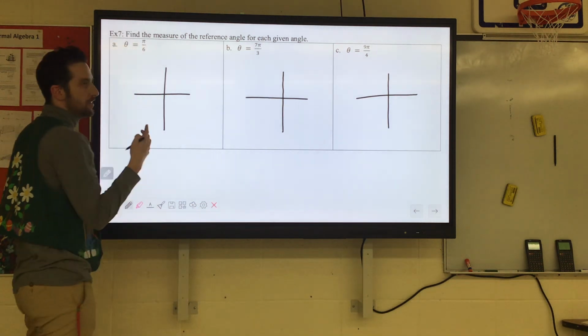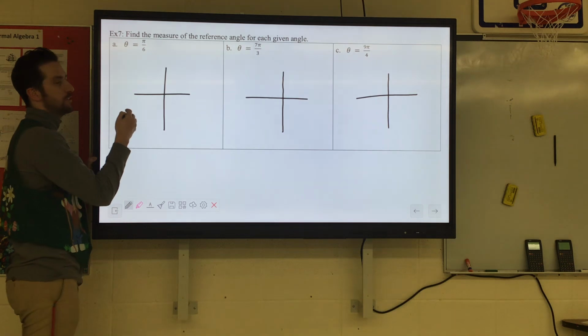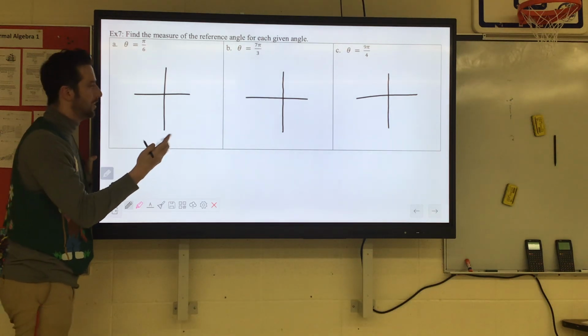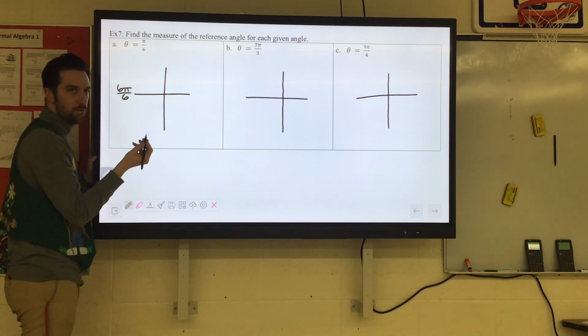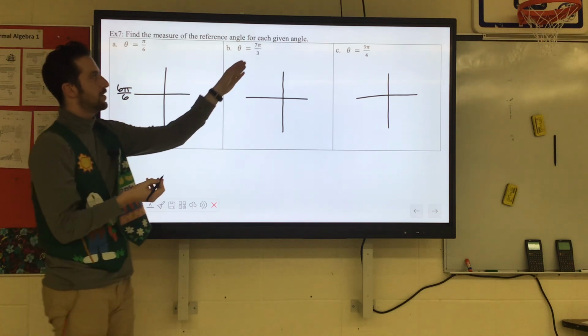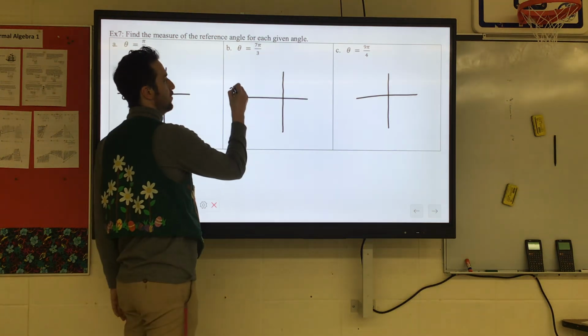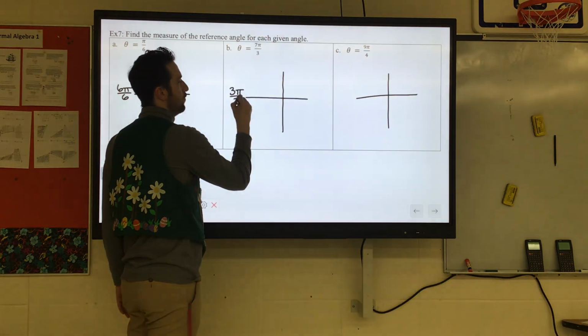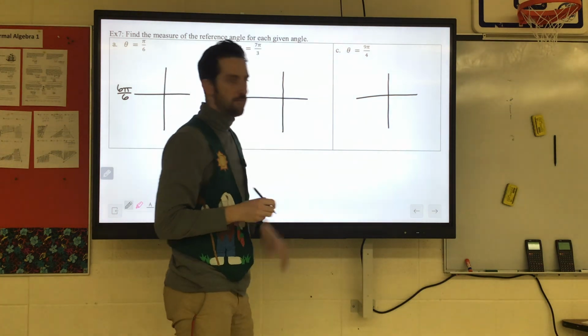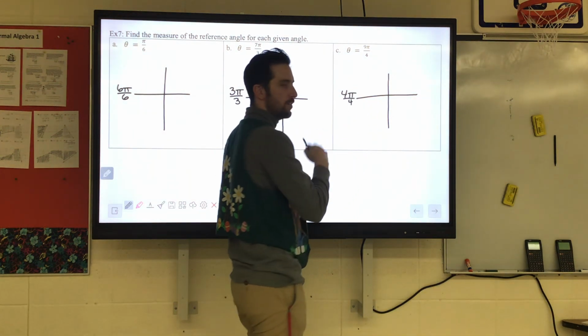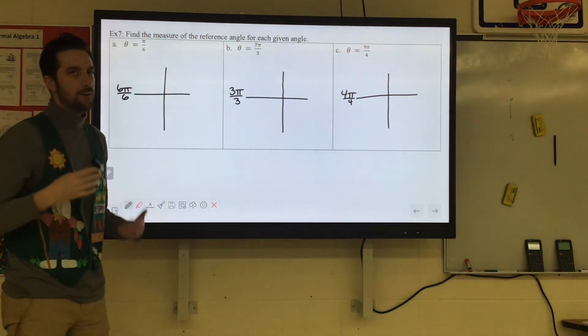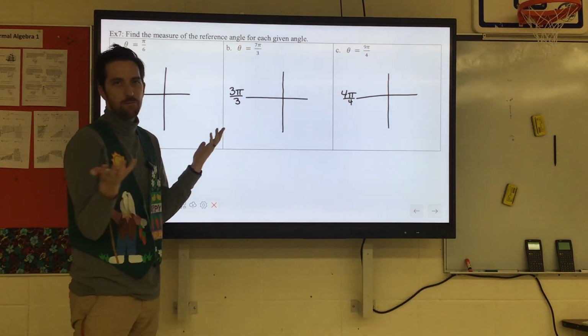This first fraction is giving us pi over 6. So we're dealing with sixths. So this would be 6 pi over 6, because that's one whole. Cool. This one's dealing in thirds, so this would be 3 pi over 3. This one's dealing in fourths, so this would be 4 pi over 4. Those all simplify to 1 pi. And once you have that, you can scale the rest of it pretty easily.